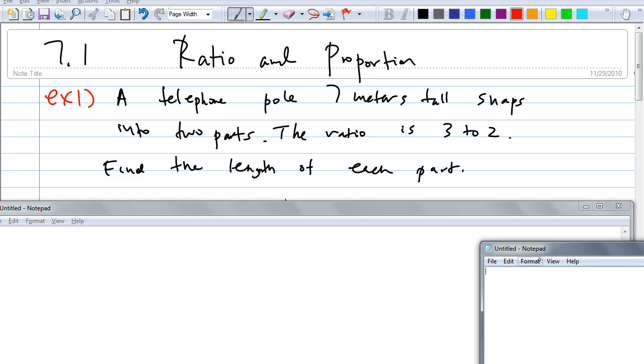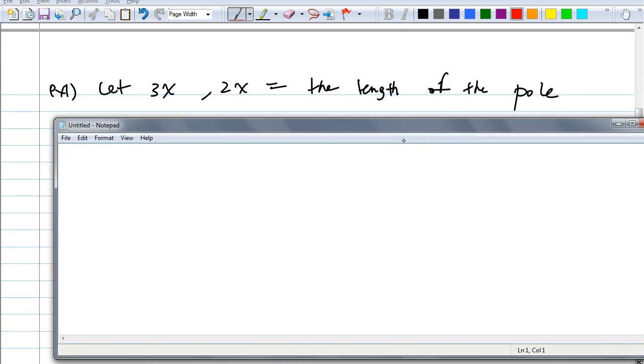Go ahead, everybody try. Josh, how would you declare your variable on this one here? Let 3x be the first piece and 2x be the second. Exactly. Let 3x be the first piece and then 2x be the second piece. And so then what's the equation for this? Okay, that's what I got here. How about Nicole? Right. 3x plus 2x equals what?